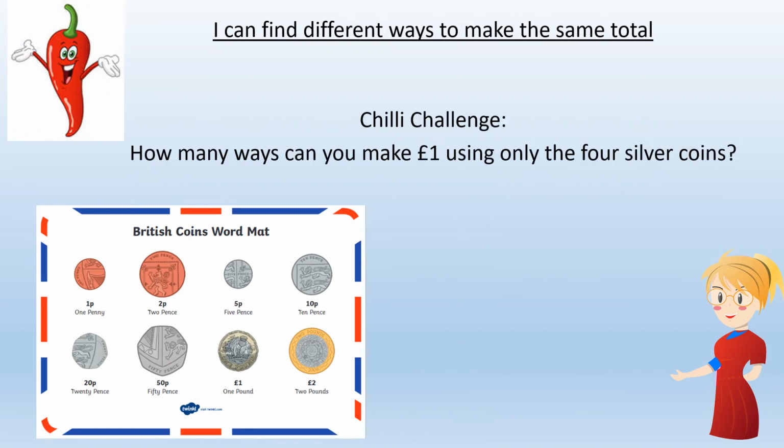Chili challenge. How many ways can you make £1 using only the 4 silver coins? So the 5p, the 10p, the 20p and the 50p. I look forward to seeing how you get on.